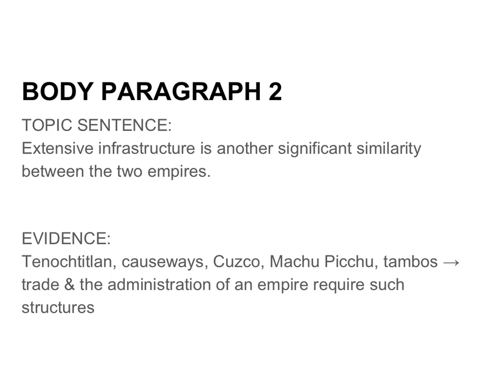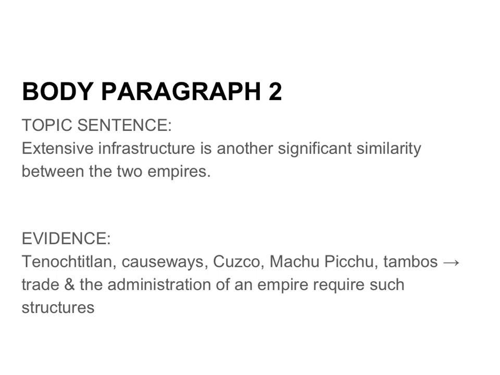So the evidence that we would want to include, we definitely want to talk about both capital cities, so Tenochtitlan as well as Cusco. We would probably want to mention the causeways that had to be built in order for them to have Tenochtitlan, because it was literally built in the middle of a swamp. We could talk about Machu Picchu. We could talk about the Inca road system and their tambos.